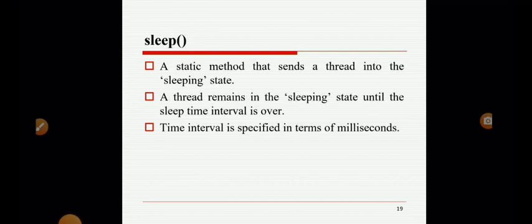So what is the use of the sleep function? It is a static method that sends a thread into a sleeping state. A thread remains in the sleeping state until the sleep time interval is over. The time interval is specified in terms of milliseconds, so we give some milliseconds, and for that particular time the thread goes to the sleeping state.